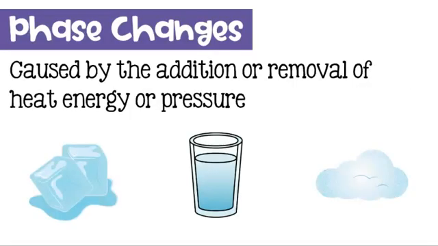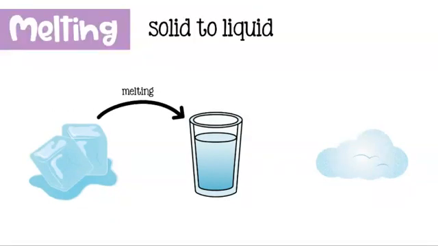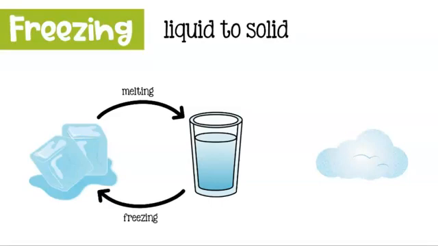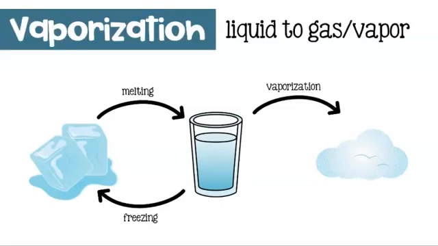So a phase change is caused by the addition or removal of heat, energy, or pressure. For example, melting is when a solid turns into a liquid. This requires you to add heat. Freezing is the opposite of melting. It's when you go from a liquid to a solid. This would require you to remove heat energy.